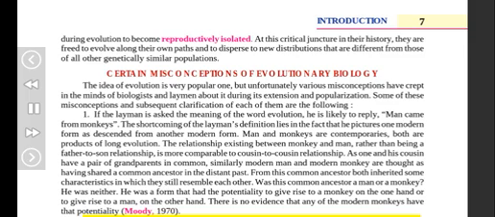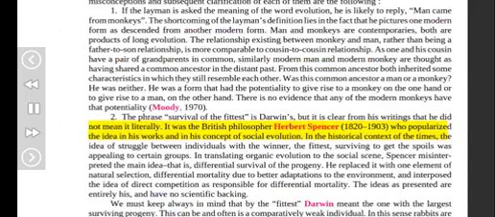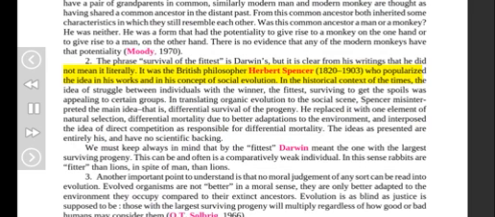2. The phrase, survival of the fittest, is Darwin's, but it is clear from his writings that he did not mean it literally. It was the British philosopher Herbert Spencer, 1820-1903, who popularized the idea in his works and in his concept of social evolution. In the historical context of the times, the idea of struggle between individuals, with the winner, the fittest, surviving to get the spoils, was appealing to certain groups.